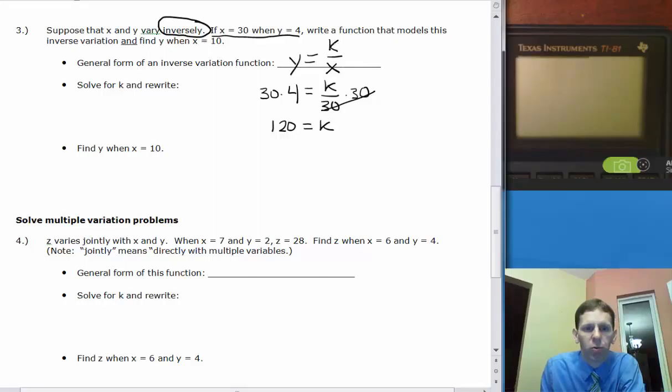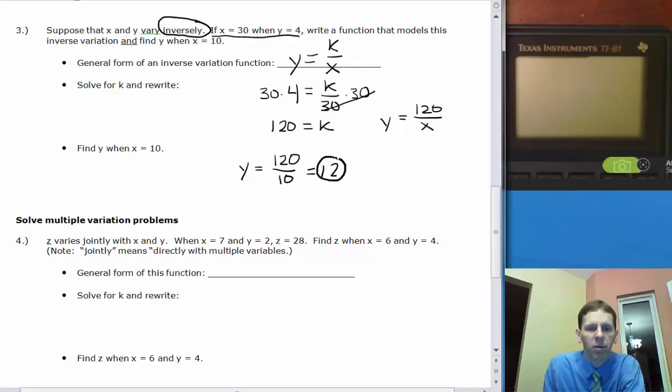We're going to replace the k in this problem with 120. And we get y equals 120 divided by x. So this is our function that models the inverse variation. Now we need to find y when x equals 10. So here's our equation. Plug in 10 for x. y equals 120 divided by 10. If you understand the idea that the zeros would cancel out when you're dividing by 10s, you just get 12. So two things you need to make sure you include in your answer are both the function and what you get for y when x equals this particular value.